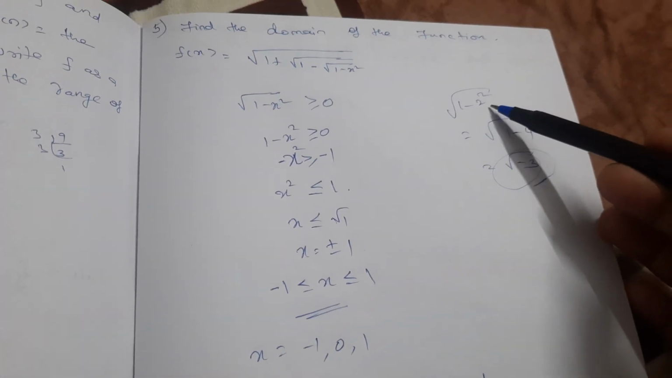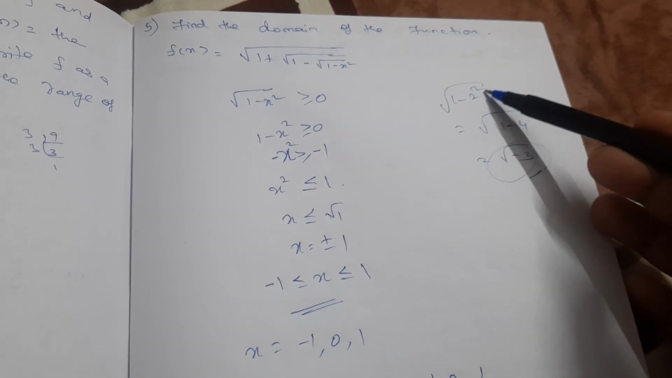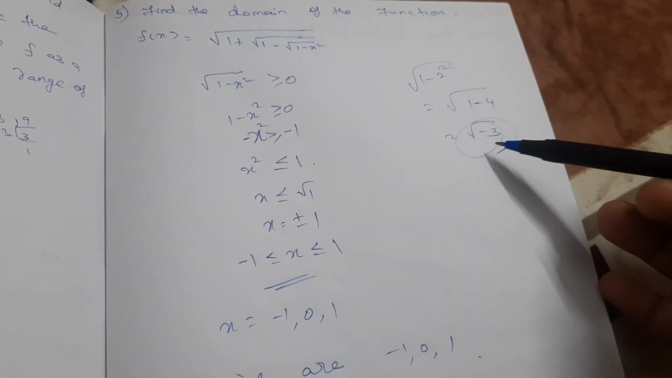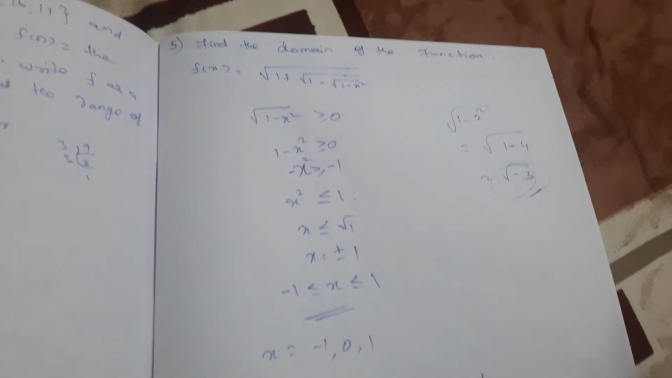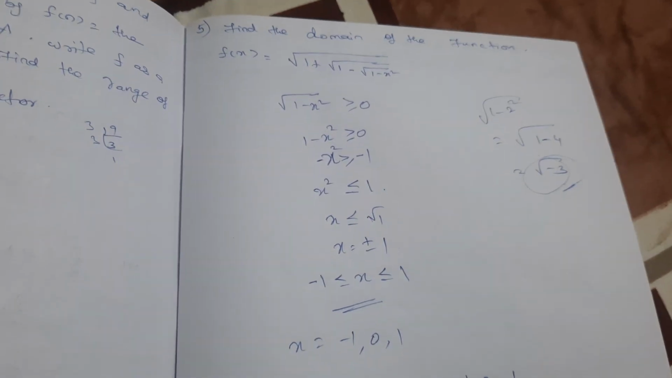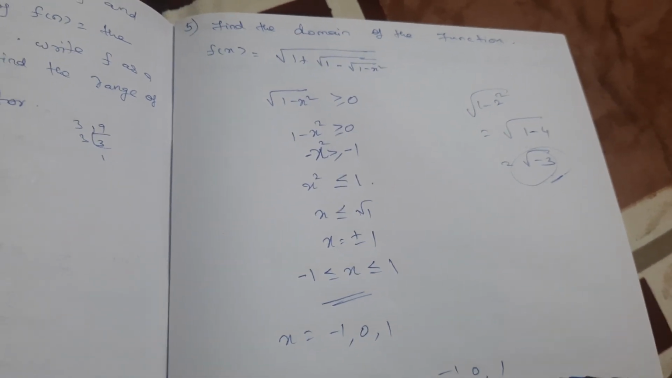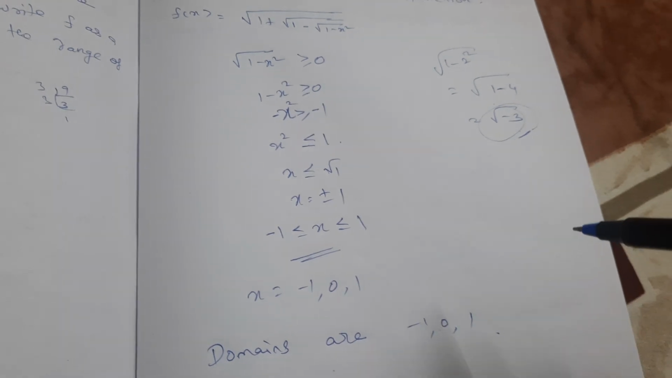For example, if you substitute x equal to 2, then 1 minus 2 squared is 1 minus 4, root of minus 3. Root of minus 3 has no value. So this is wrong. So the domain is minus 1, 0, 1. Okay, so this is the answer.